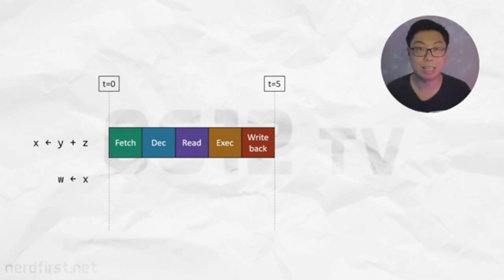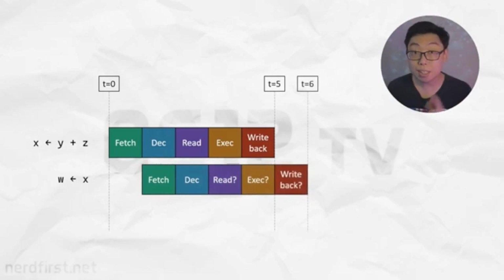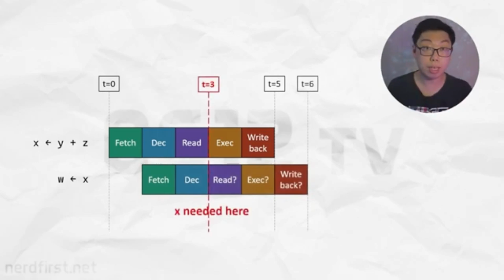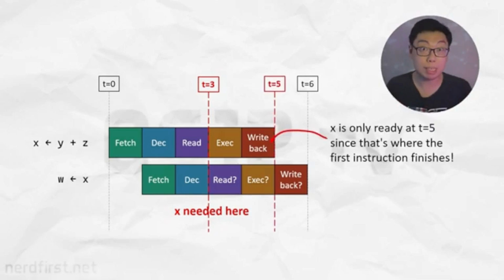Now consider the second instruction, which needs to read off the value of X. It has to do this by t equals 3. That's where its read stage is. We should be done with the entire calculation by t equals 5. But the value of X is only available at t equals 5. I don't know what the second instruction is reading off, but it's not going to be correct, simply because the correct answer isn't yet ready.